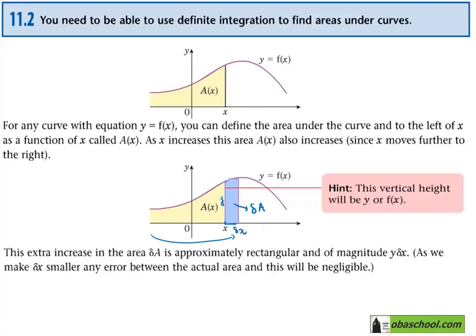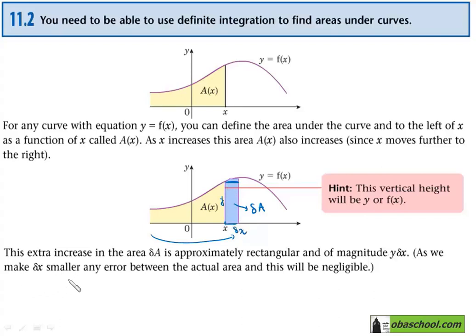This extra increase in the area, delta A, is approximately rectangular with a magnitude of y delta x. If you look at this extra part, here you can have a rectangle and ignore the tiny part above. So you say that delta A is a rectangular increase, and we know the area of the rectangle is length times width. Length is y and the width is delta x.